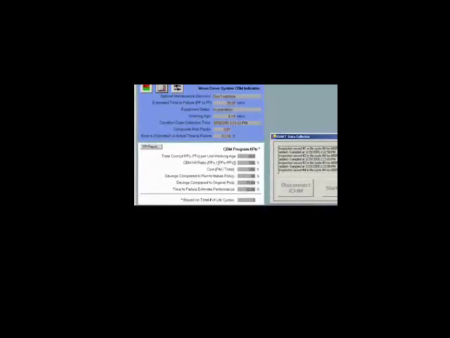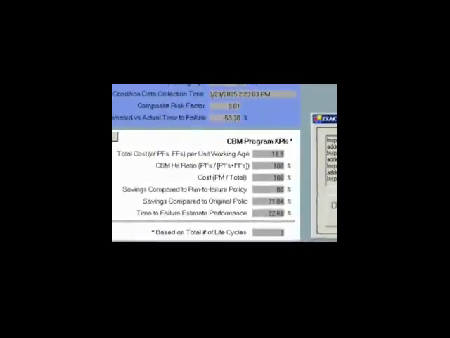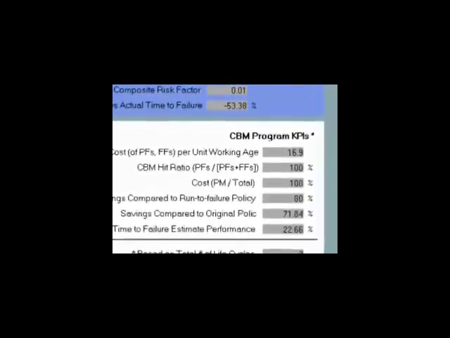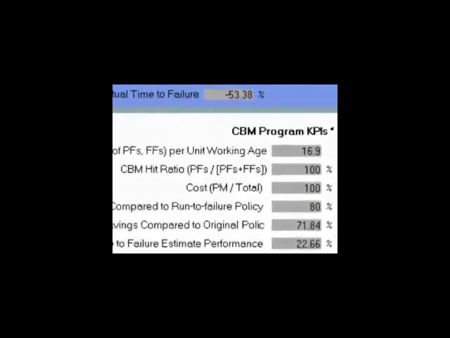For the same reason, all CBM programs should monitor their own performance via the hit ratio KPI. The hit ratio is the number of potential failures divided by the total number of failures. A well-designed CBM program should permit few functional failures, but at minimal cost and with minimal loss of equipment availability.